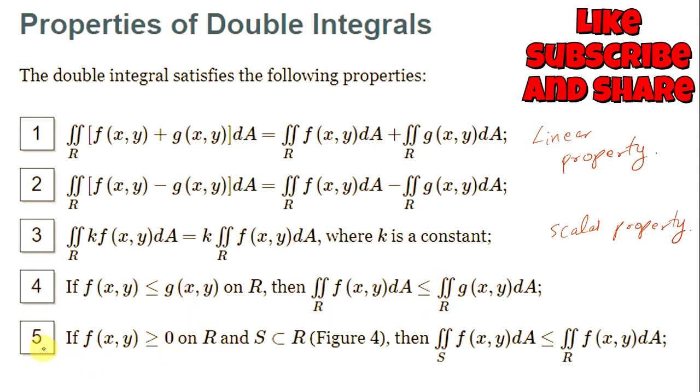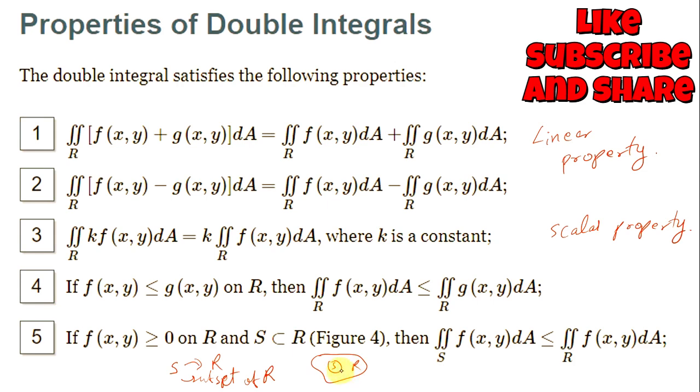This is very important. The fifth property: if the function f of x comma y is greater than or equal to 0 on R and S is a subset of R, then the double integral over S of f of x comma y dA is less than or equal to the double integral over R of f of x comma y dA. The meaning of this property is that there is some S which is already in R. So S is a subset of R, meaning S is part of the region. If you take this as some region R, somewhere here S is there. So R is the bigger one and S is small.